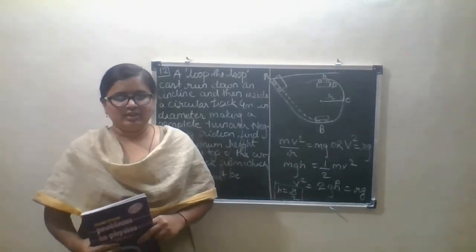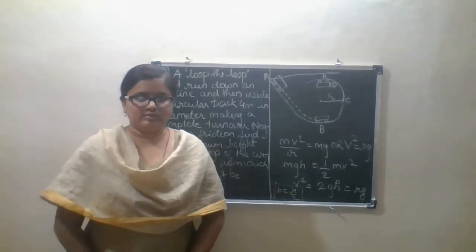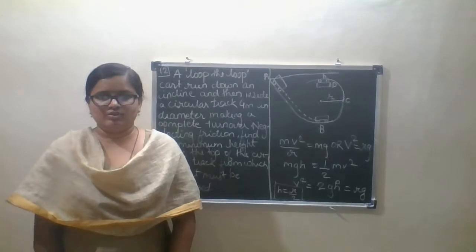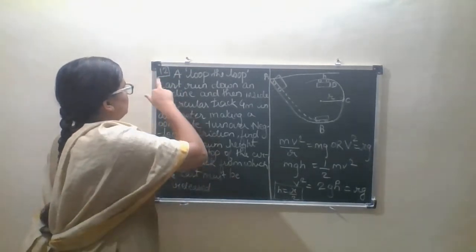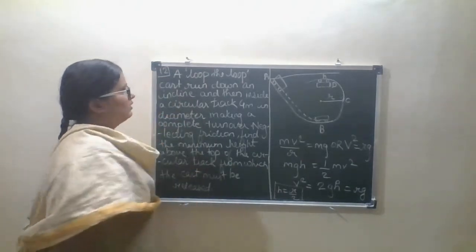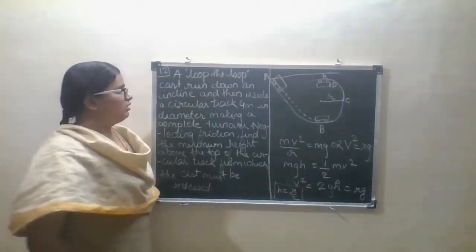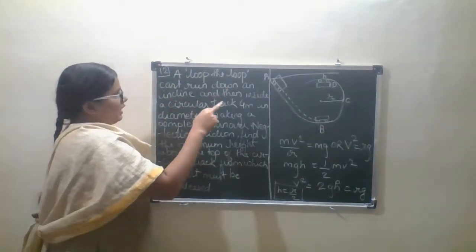Hello everybody. Till now we have taken 11 problems of the circular motion of your standard 12th. Now further we will take problem number 12. In this, what happens? A loop-the-loop car runs down an inclined plane.